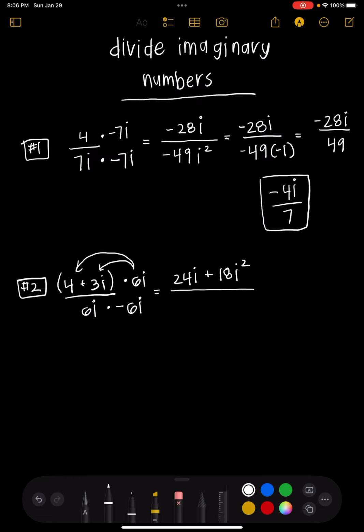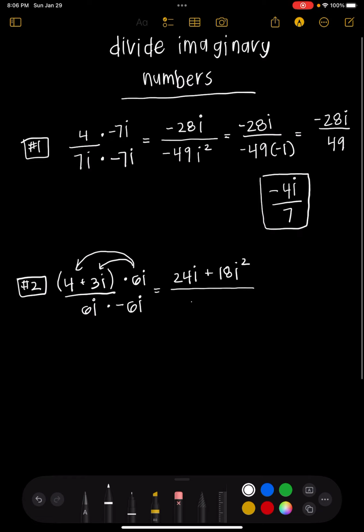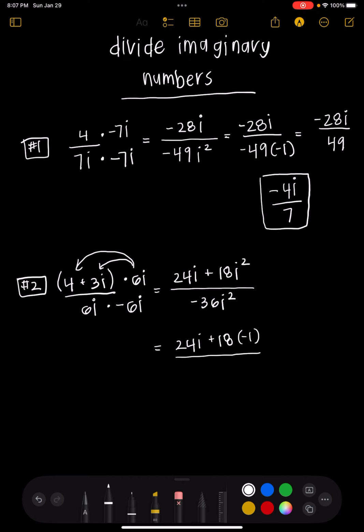And then on the bottom we have -6i times +6i, which would give us a -36i squared. Now, once again, we're going to simplify this by getting rid of the i squareds and turning them into -1s. So I'd have 24i plus 18, but instead of writing i squared, I'm going to put -1. And then on the bottom, I have -36. Instead of writing i squared, I'm going to put -1.